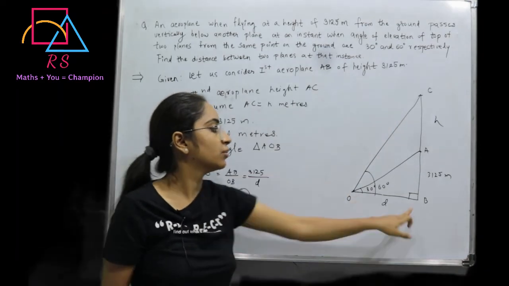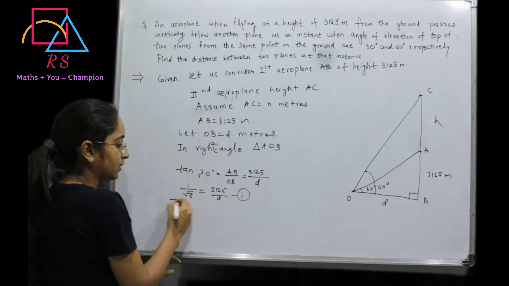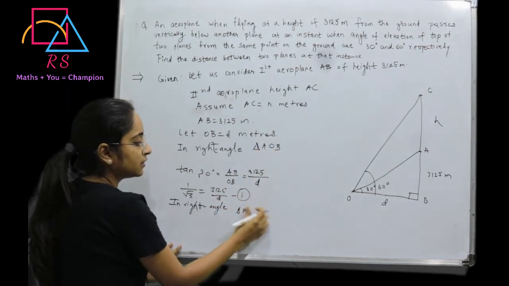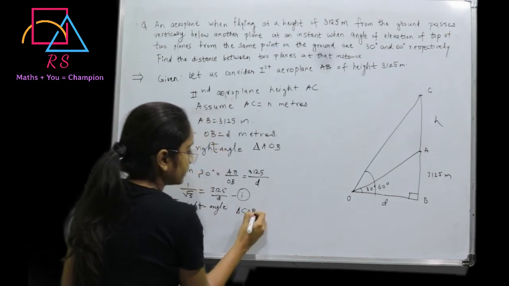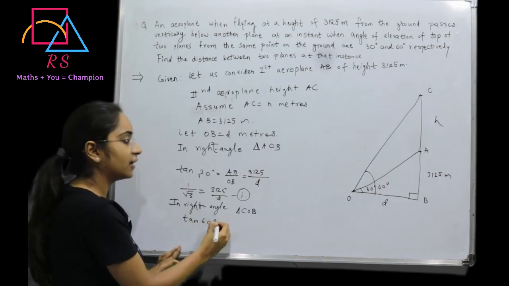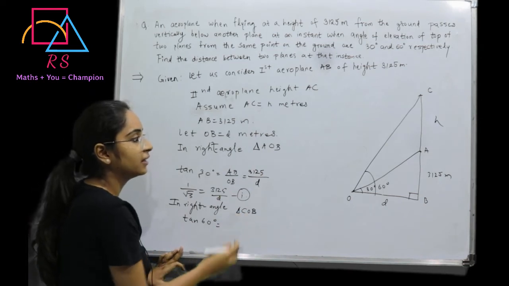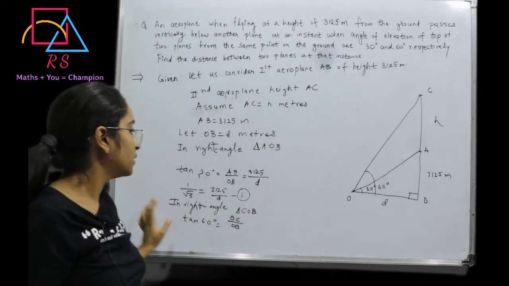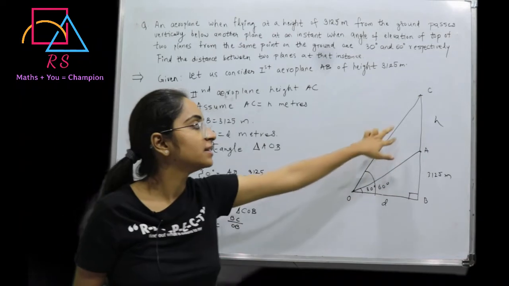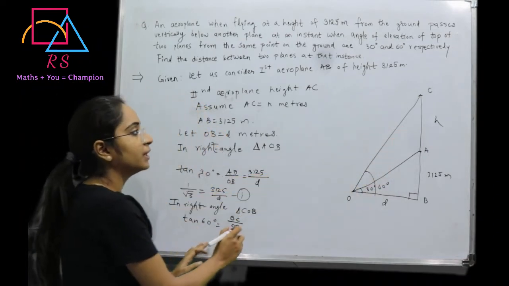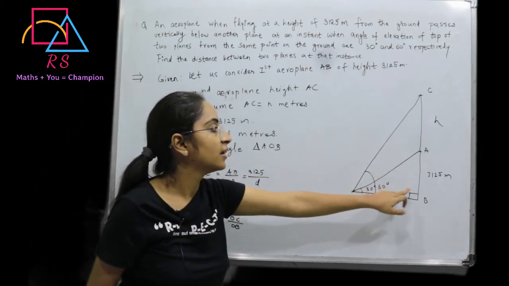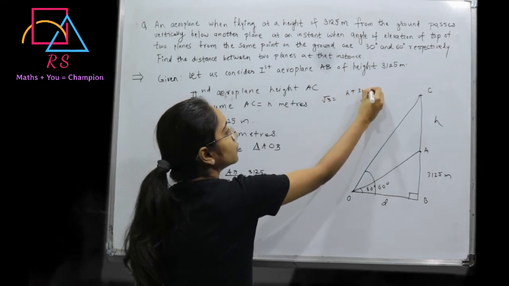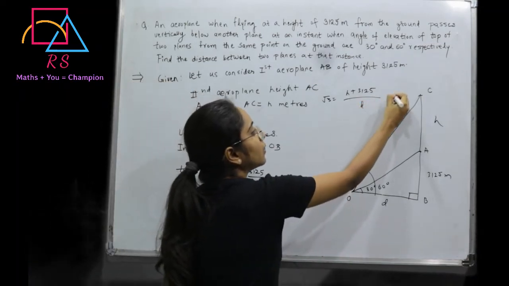Now I'll consider the second triangle COB, which is also a right angle triangle. Again in right angle triangle COB, I can derive the formula as tan of 60 degree. I have to derive two equations such that I can solve them simultaneously to get the height H. So tan 60 is BC upon OB. BC is nothing but H plus 3125, which is AC plus AB. Tan 60 is root 3 equals H plus 3125 upon D, as OB is D. From this I get the second equation.